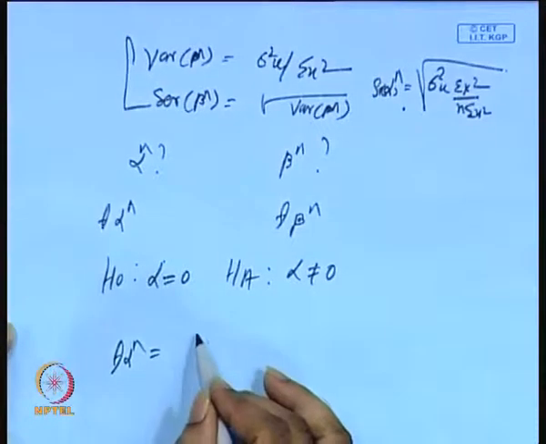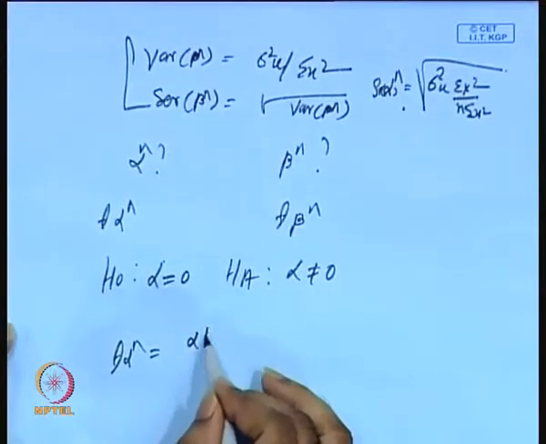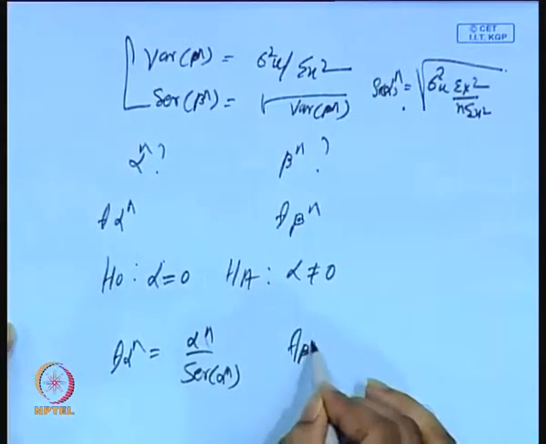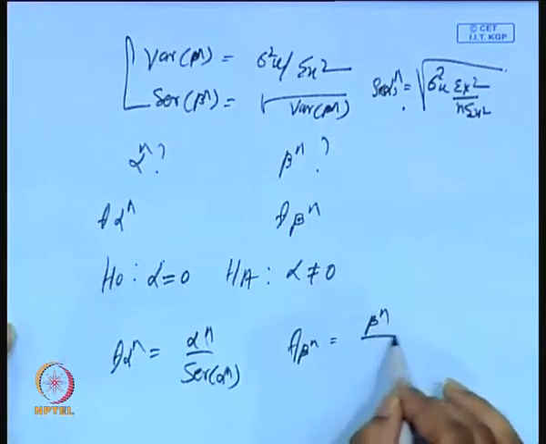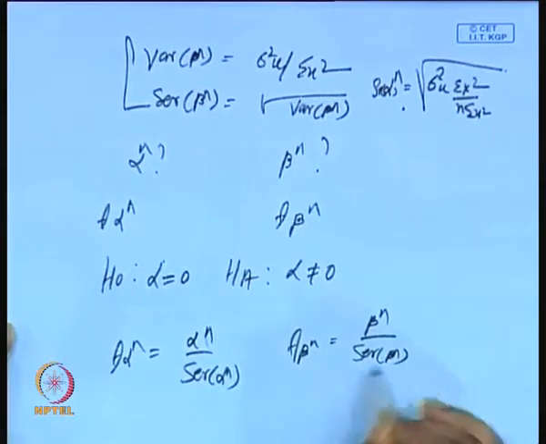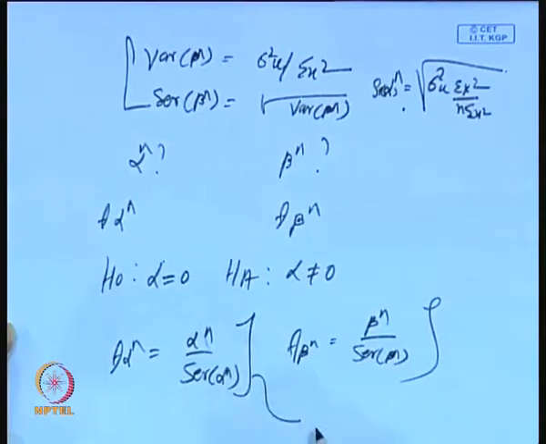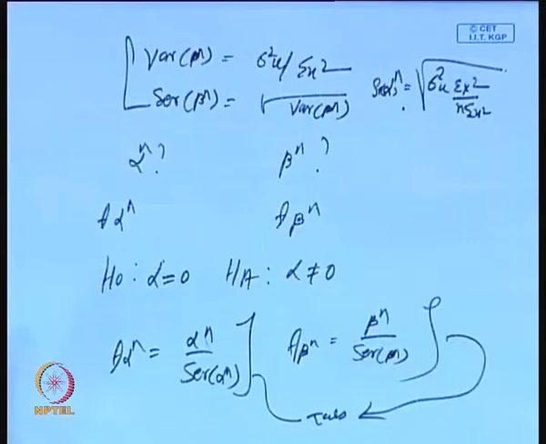So, T of alpha hat is technically nothing but alpha hat by the standard error of alpha hat, and T of beta hat is beta hat by the standard error of beta hat. This is the calculated statistic, and it has to be compared with the tabulated statistic. Then we get to know whether the item is statistically significant or not, and if it is significant, at what level.